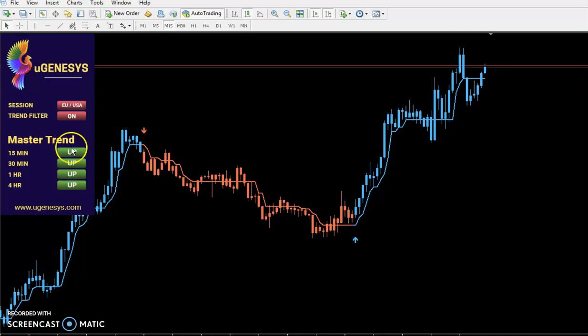Okay, now it also shows you what session you're trading. So if it's Asian, it'll show you Asian. If it's European or USA, which is right now, it will show you, just to let you know what's happening.